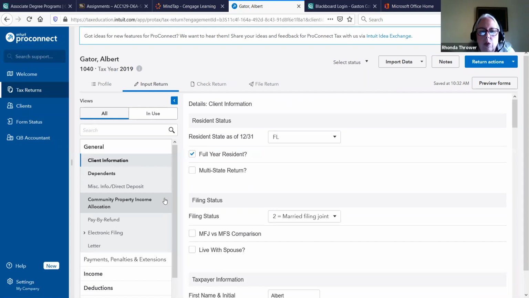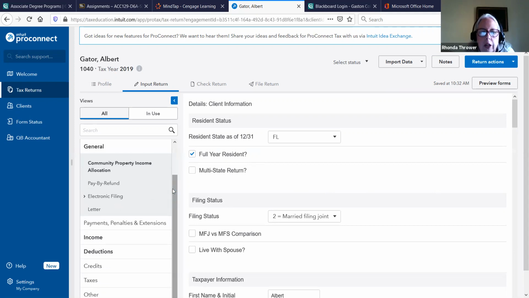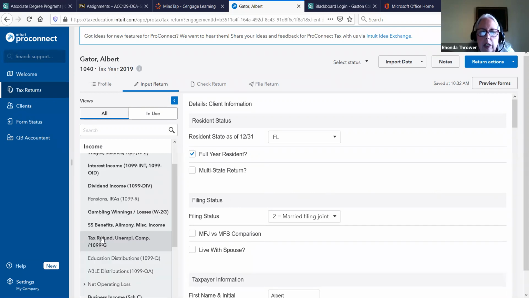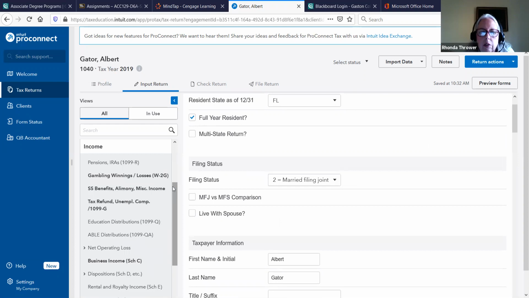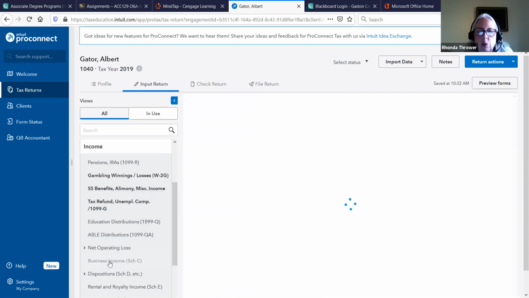And then what we're going to do is go to our income section. So I'm going to scroll down the bar here on the left. You see where it says income here? I want to click on that because I want to add a Schedule C. So I'm going to scroll down to where it says business income or Schedule C, and I'm going to click on that for you.